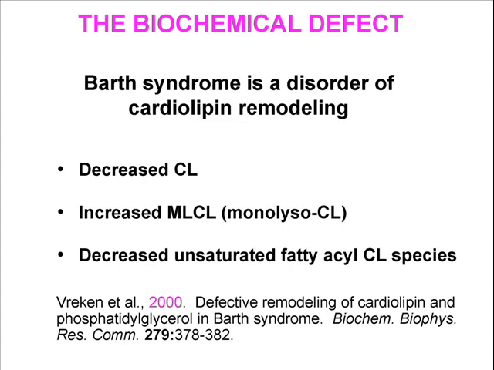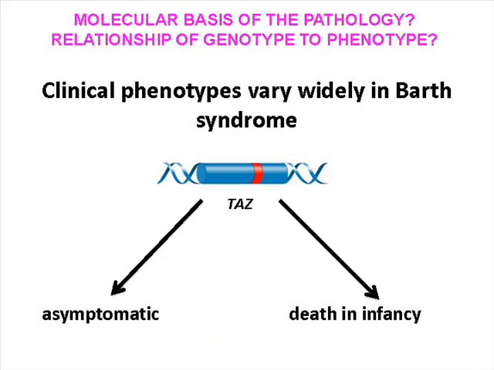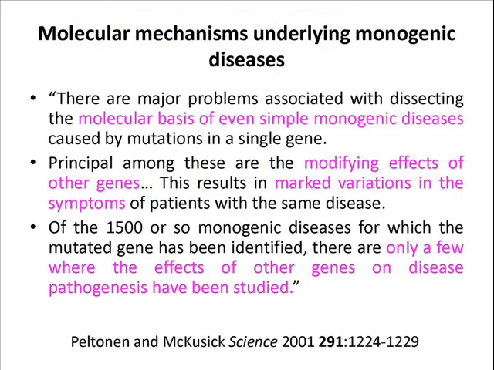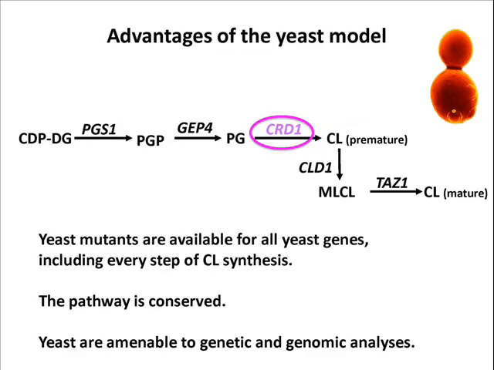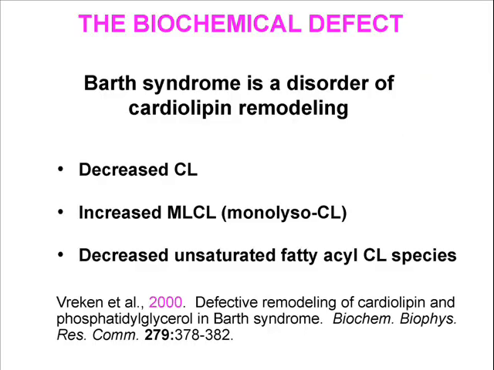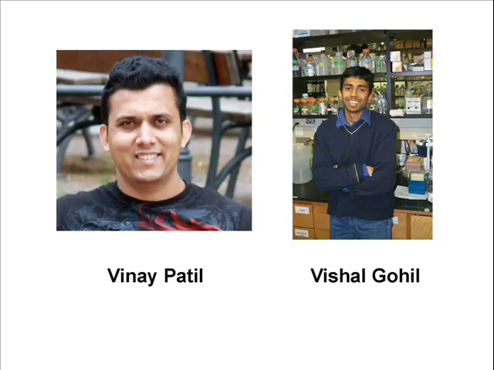This pathway is very highly conserved, and yeast are also amenable to genetic and genomic analyses, so you can get a lot more bang for the buck doing genetic analyses in yeast. The work I'm going to talk about today focuses on a mutant in this step, CRD1, cardiolipin synthase. This gene is responsible for synthesizing cardiolipin. So the CRD1 mutant has no cardiolipin, is blocked here, and it has the most severe phenotype. If you look at these parameters that we just talked about, decreased CL, increased monolyso-CL, decreased fatty acyl species, this has no CL, so it has the most severe possible phenotype.